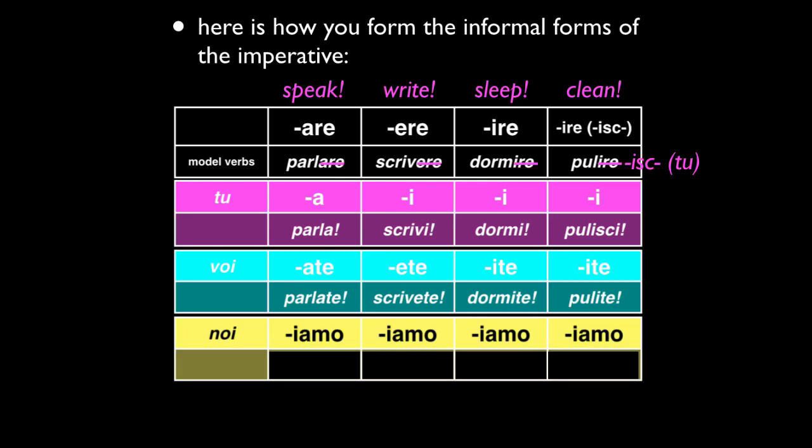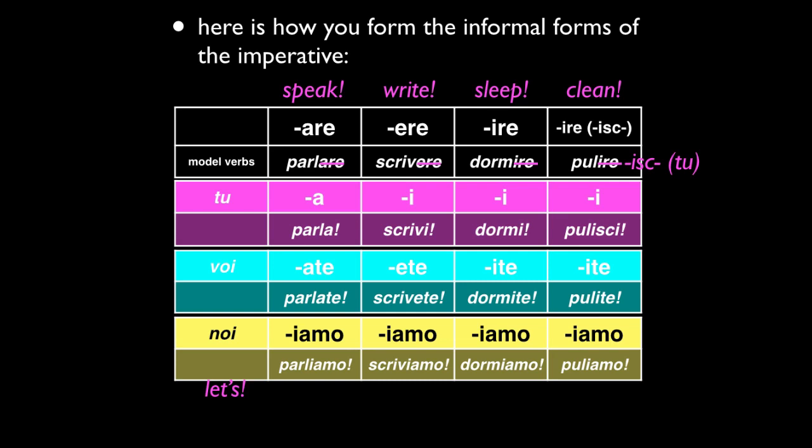The noi forms, the only difference here is that instead of speak, you're saying let's speak, which is short for let us speak. So let's speak, and look, even easier, it's all iamo, and this is easy in the present tense, it's easy here. Iamo is the ending, and you just add it to the stem created previously. So you want to say let's speak, it's parliamo. Let's write, scriviamo. These are things that we say all the time. Let's write, let's sleep, dormiamo. Let's clean, puliamo.